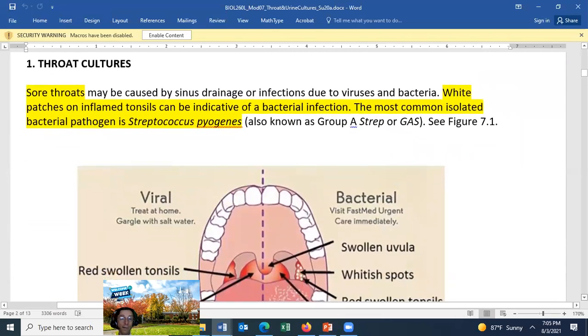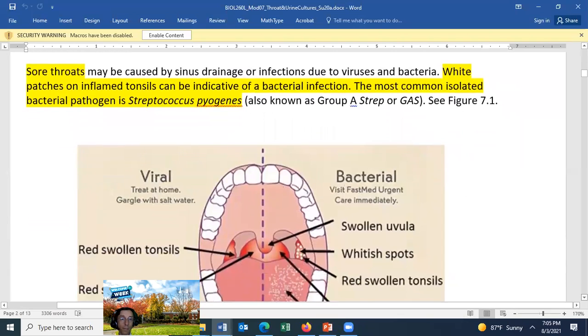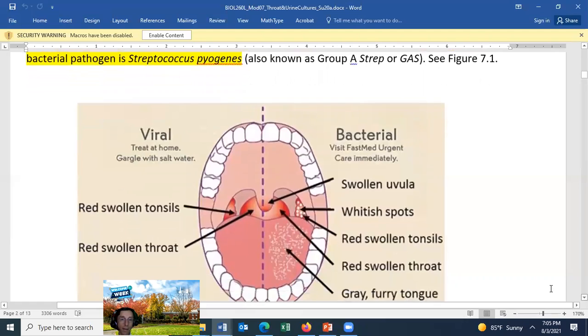All right, so sore throats may be caused by viruses or bacteria. If you have white patches on the inflamed tonsils in the back of the throat, that's an indicator of a bacterial infection. If there are no white patches in the throat, then that's indicative of a viral infection. And a clinician does look at the throat to try and determine if it is viral in origin or bacterial in origin.